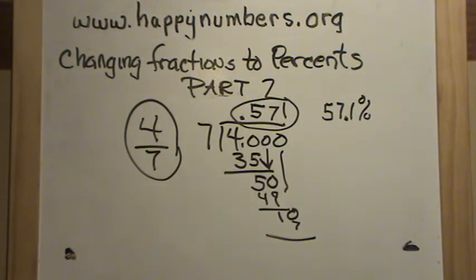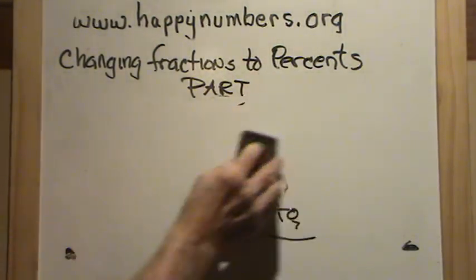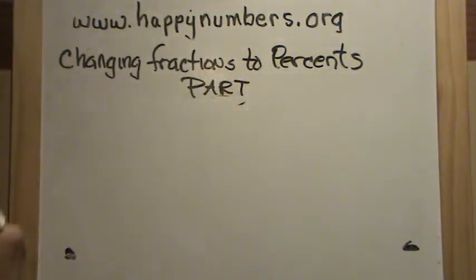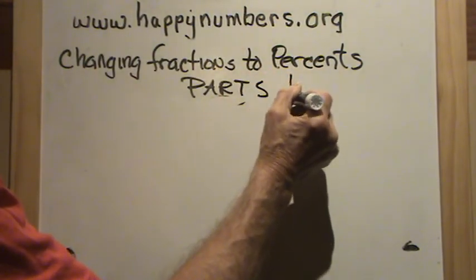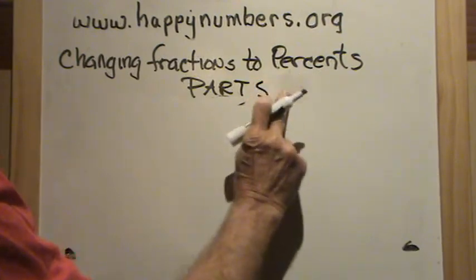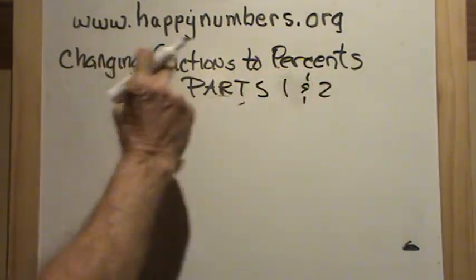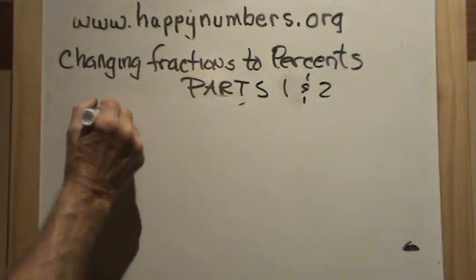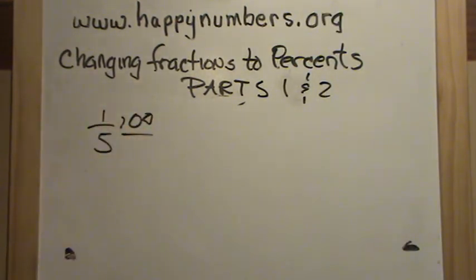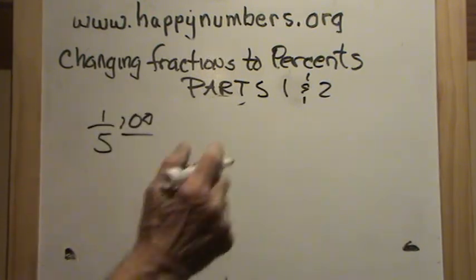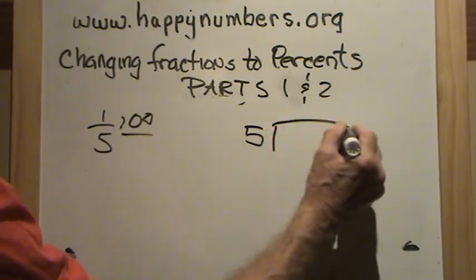Well, okay, that is the skill set then. So for parts 1 and 2, changing fractions to percents. One method is to multiply by 100. The other method would be to do division.